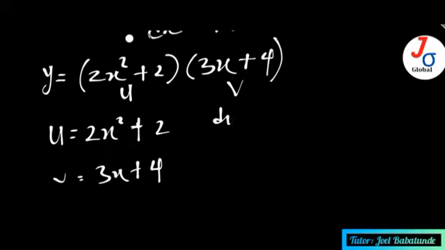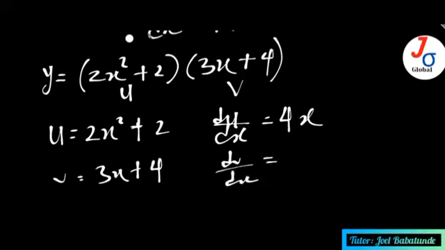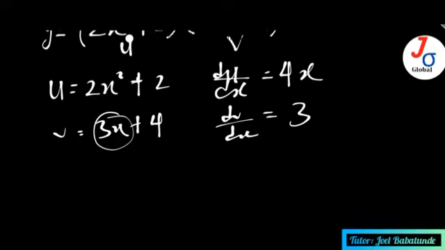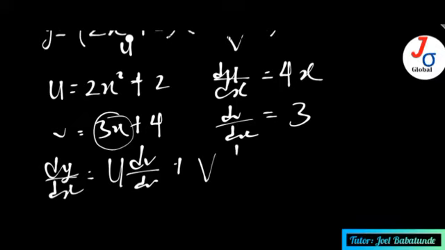Alright, so differentiate this guy here. You have du/dx becomes what? Of course, 2 times 2 is 4, that's 4, x to the power 2 minus 1 is 1, so you don't need to write the 1. Then if I differentiate 2, I'm getting 0. Then dv/dx becomes 3. If I differentiate 3x, I get 3. If I differentiate 4, I get 0. So that's all. Now, the formula for the product rule is dy/dx equals u dv/dx plus v du/dx.